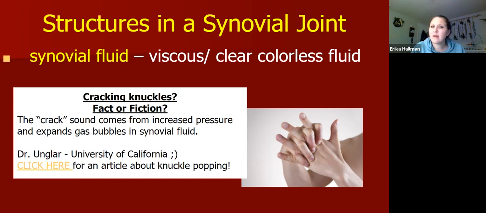So, cool things about synovial joints: a lot of people connect synovial joints with being the joints that hold your knuckles together. The fluid within those joints is clear, colorless, very viscous and smooth. And dissolved in that viscous fluid are teeny tiny little gas bubbles. So you might have heard people crack their knuckles before. The crack comes from when you are pushing that synovial joint and putting so much pressure that the gas bubbles, due to the gas laws, as the pressure increases, will actually expand and release a little bit of a sound.